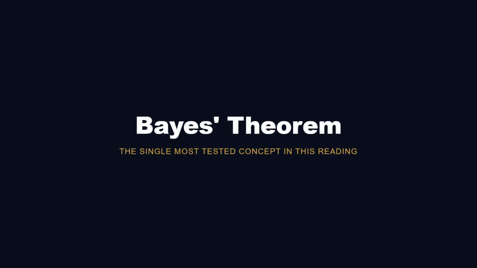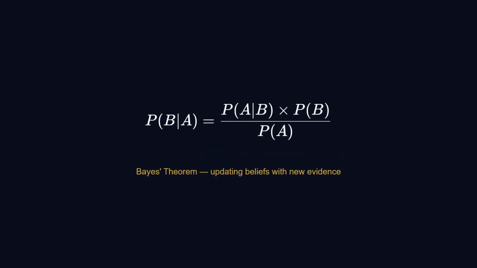Part 5. Bayes' theorem. The single most tested concept in this reading. Bayes' theorem answers this question. I had a prior belief about the probability of an event. New information just arrived. How should I update my belief? The formula. P of B given A equals P of A given B times P of B divided by P of A. Let us break this down.